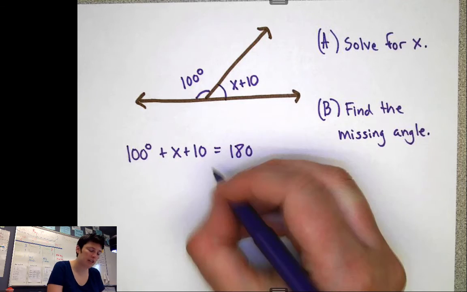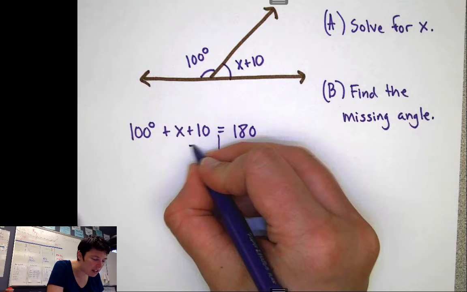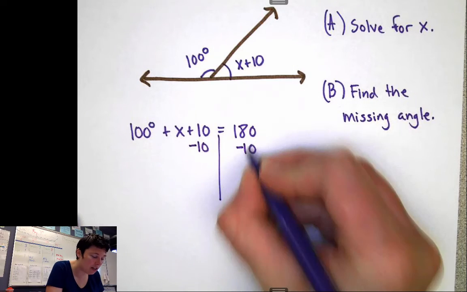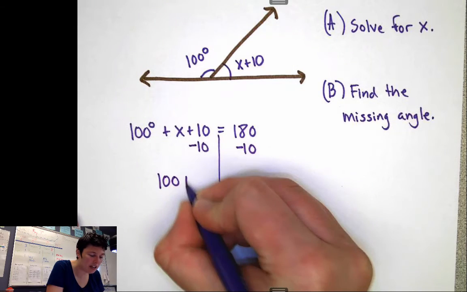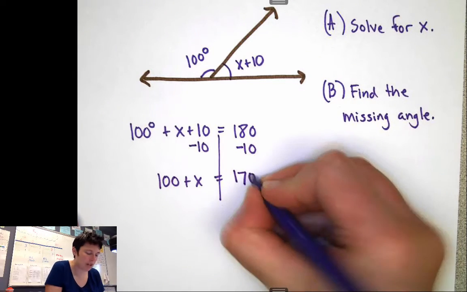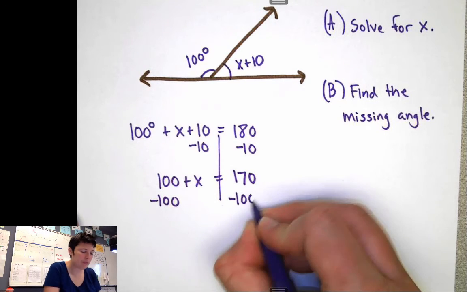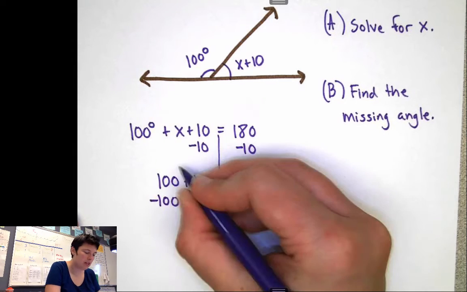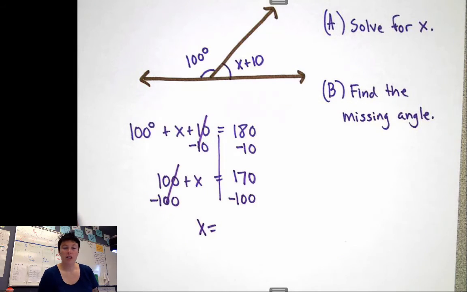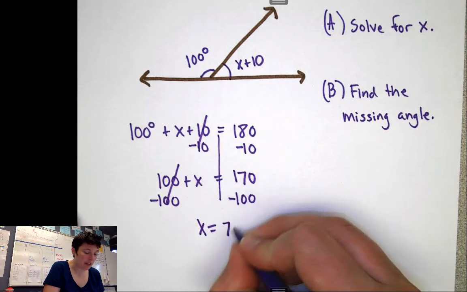So if I put an equal sign down the middle, I can totally solve for x real fast. I will take this 10 away to the other side. 100 degrees plus x is equal to 180. Take away 10 is 170. And then I'll just take this 100 away to the other side. And I'm going to have x equals 170 minus 100. So x is going to equal 70.